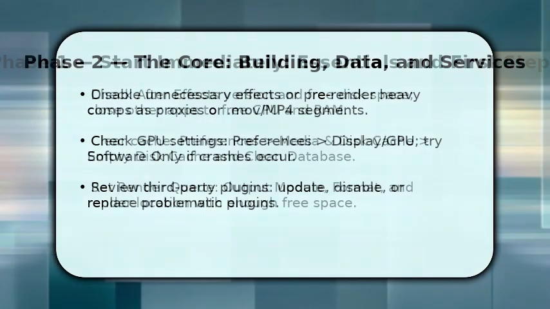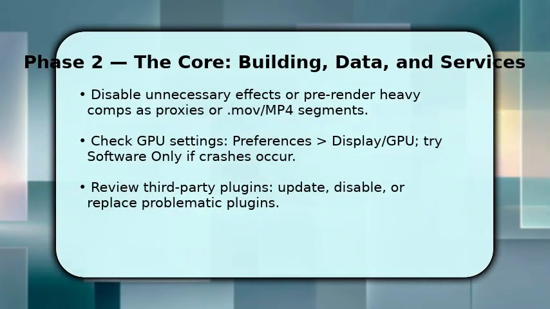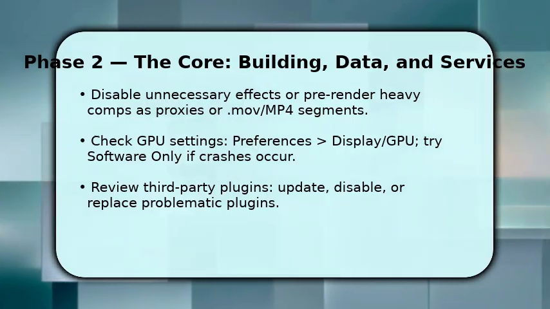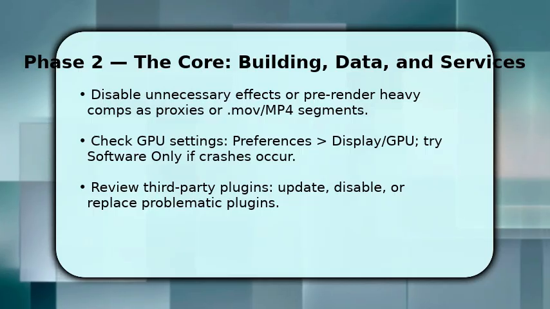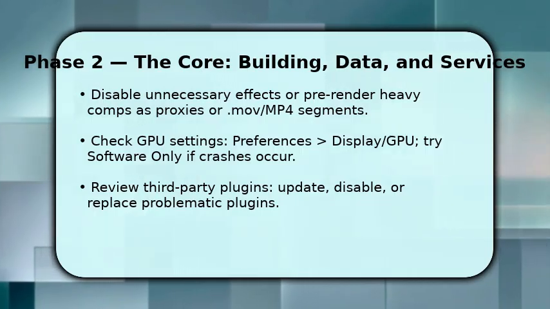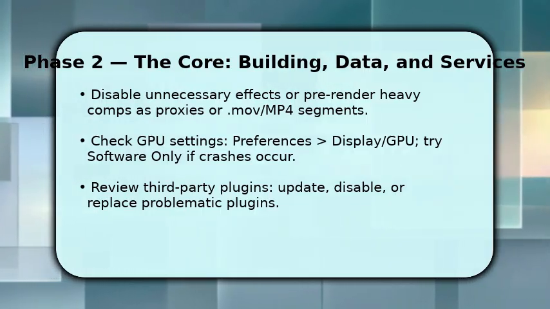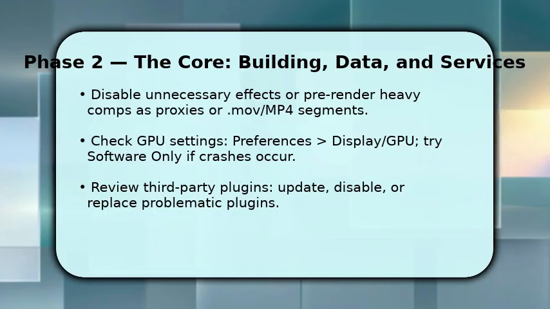Now you tackle the complex middle steps. Identify heavy effects and either disable them temporarily or pre-render those compositions as proxies so the main render runs cleanly. Next, check GPU acceleration and preferences. Switch to software-only rendering if the GPU driver or acceleration causes failures.